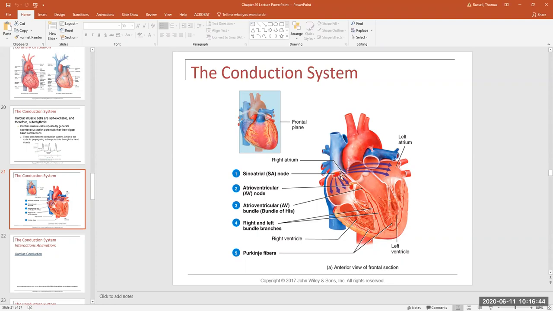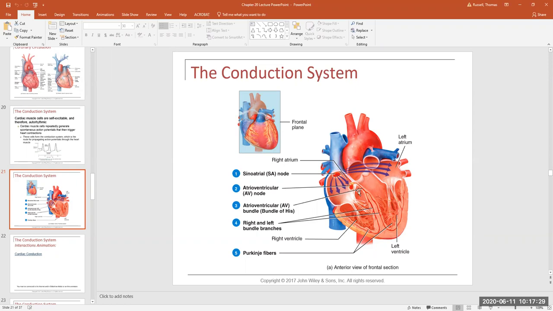So the SA node fires, it sends the action potential through all of the atrial muscle cells. Up here is where the atrial muscle would be, and ultimately causes atrial depolarization and contraction. That action potential reaches the AV node, the next part of the conduction system. It's called the atrioventricular node. The AV node collects the action potential and sends it down through what's called an AV bundle. The AV bundle is the only electrical connection between the upper atria and the lower ventricles.